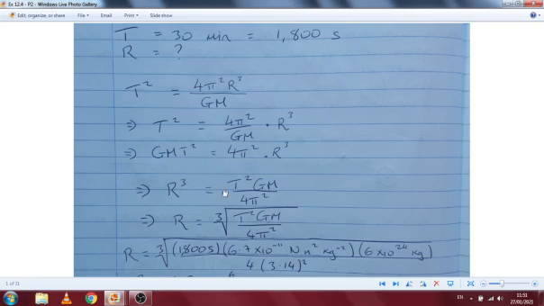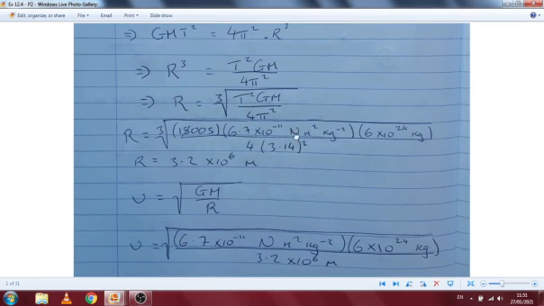You don't want to be writing these things out over and over. So I would recommend doing your algebra and then doing your substitution all at once. So we get here the radius is 3.2 by 10 to the 6 meters. That's what we asked for. So it's that far away from the center of the Earth.